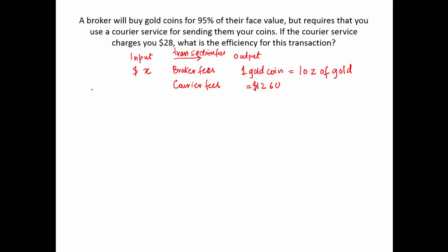So what's our question? Our goal is to determine the efficiency of this process. So that's our goal. That's what we're driving towards. So we don't know what our input is. We know courier fees are $28. Our broker fees, we know in percentages is 5%, but we don't actually know what that amount is in money.